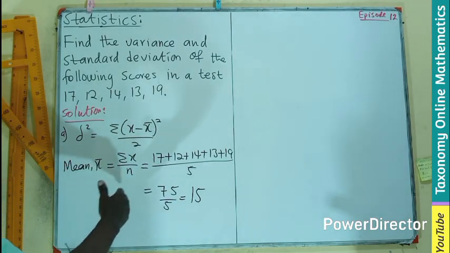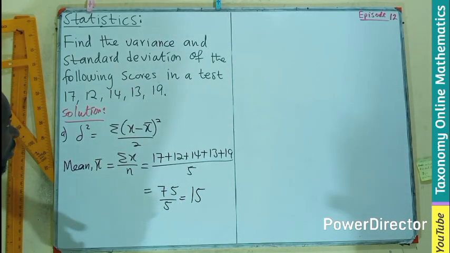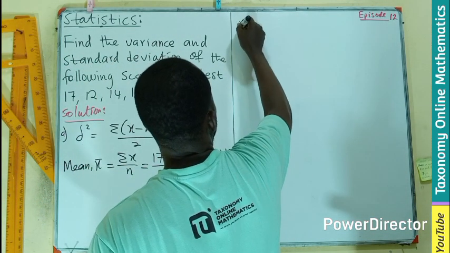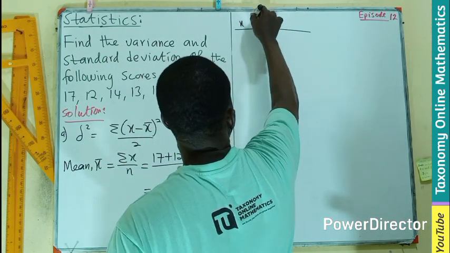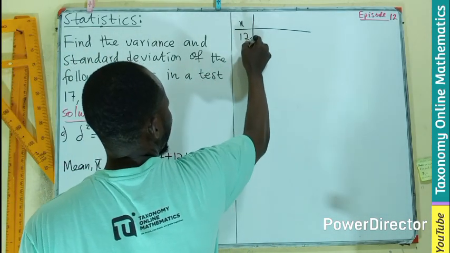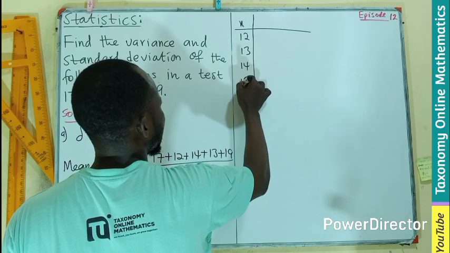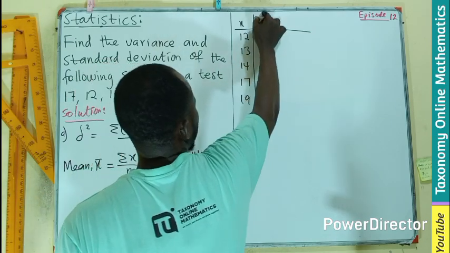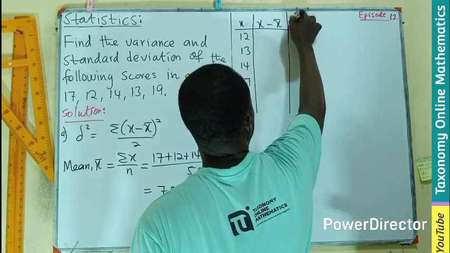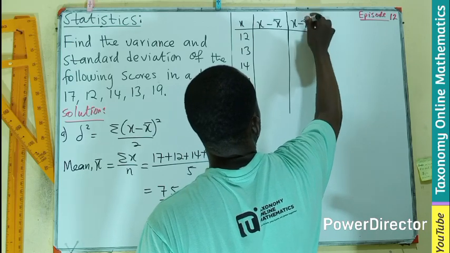We can do the deviation without a table, or we can also use a table format. So I will use a table to make it nice. The values in order of magnitude will be 12, 13, 14, 17, and 19. So x minus x bar, and x minus x bar all squared.